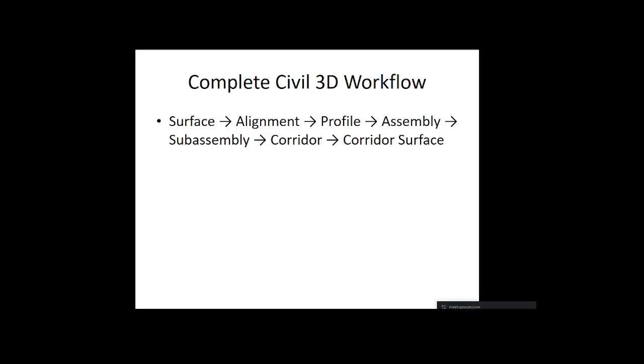So now this is the complete workflow of road design in Civil 3D. Everything starts with the surface, then we create the alignment. After that comes profile design. Next we create an assembly. The assembly may contain standard or custom subassemblies. These are then used to generate the corridor. And finally, corridor surfaces are created for earthwork and quantity calculations. Always remember this workflow because almost every highway project follows this sequence.